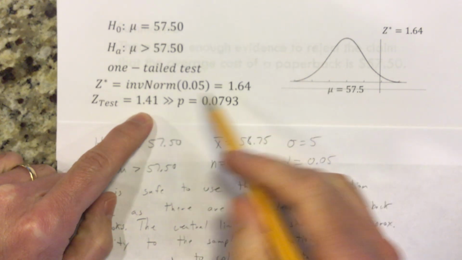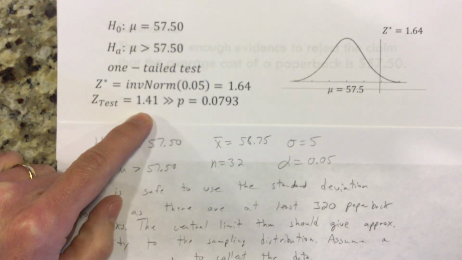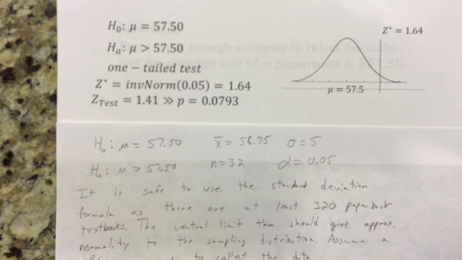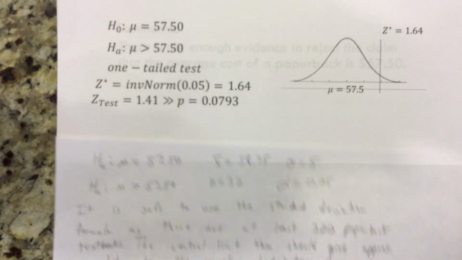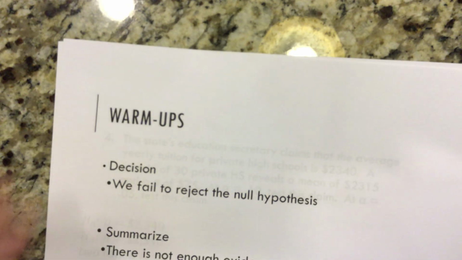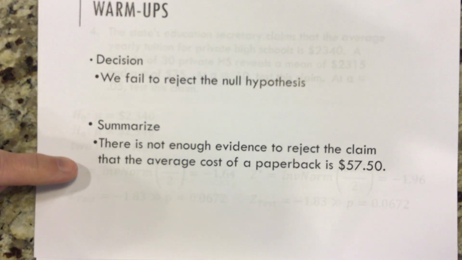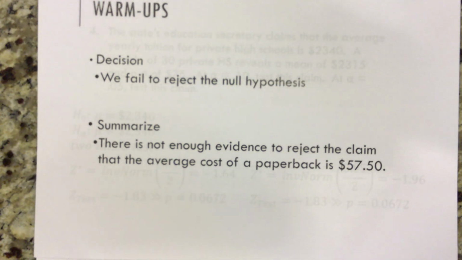It does not exceed the z star. So that's why our p-value came up short. We did not reach a p-value small enough. Again, we have evidence, it's close, but not quite there. So we conclude there's not enough evidence to say that the average paperback textbook is above 57.50. So we can't reject the null hypothesis.